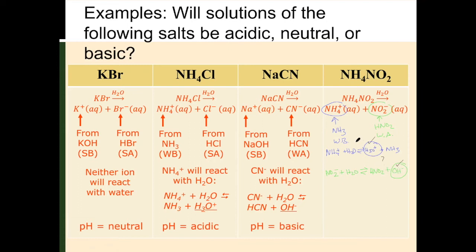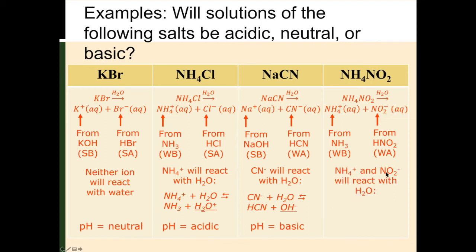What you need to do at this point is compare the equilibrium constants. You compare the Ka of the reaction that generates the hydronium with the Kb of the reaction that generates the hydroxide. Whichever one is bigger is the dominant reaction, and therefore will determine if the pH is acidic or basic. Once again, the ammonium ion comes from ammonia, a weak base. The nitrite ion comes from HNO2, nitrous acid, a weak acid.